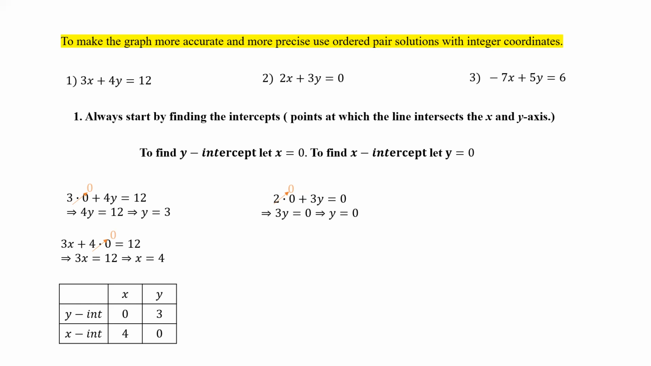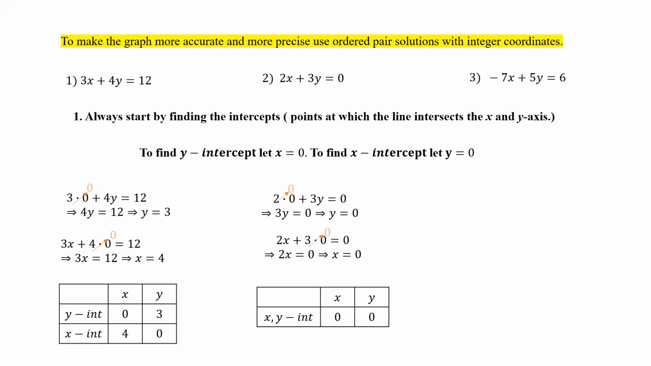just like we did in the previous example by letting y equal 0. So 2x plus 3 times 0, 3 times 0 is equal to 0, equals 0. And we're going to end up with 2x equal to 0. And what do I see? My x is equal to 0. And again, I will put my intercept in the table and move to my third example.